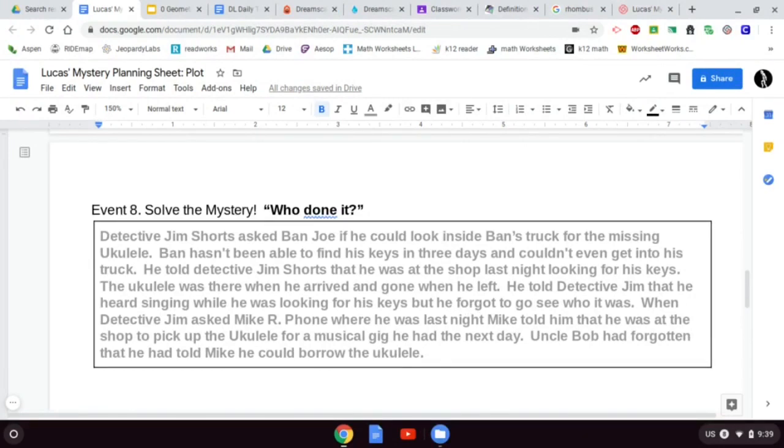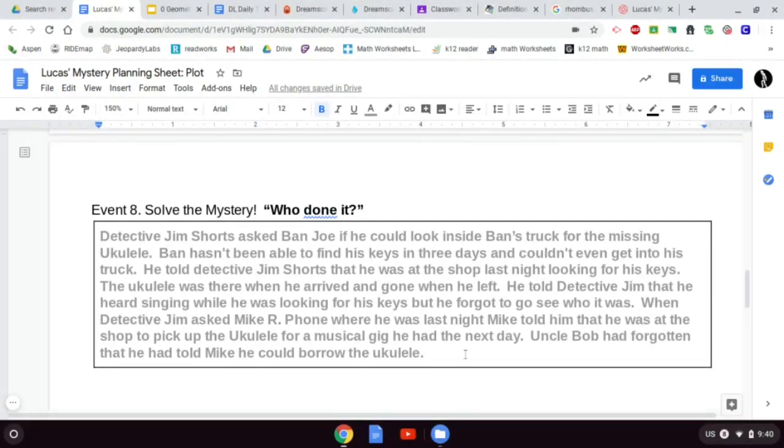When Detective Jim asked Mike Microphone where he was last night, Mike told him that he was at the shop to pick up the ukulele for a musical gig he had the next day. Uncle Bob had forgotten that he had told Mike he could borrow the ukulele. There was never a missing ukulele. Uncle Bob has been hanging out with Microphone way too much, and they can't remember anything.